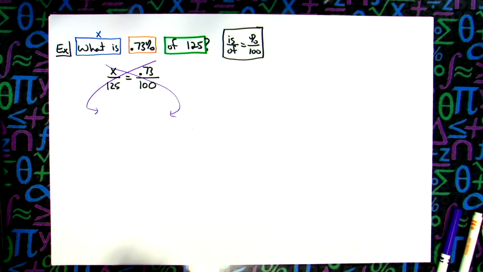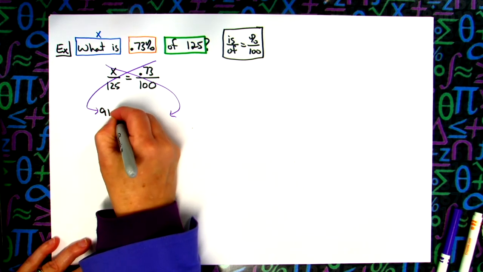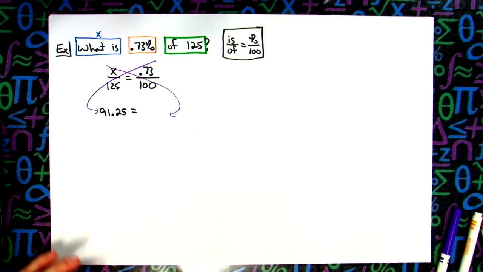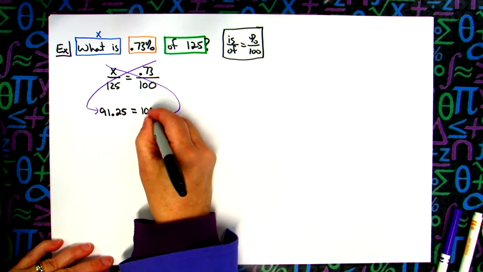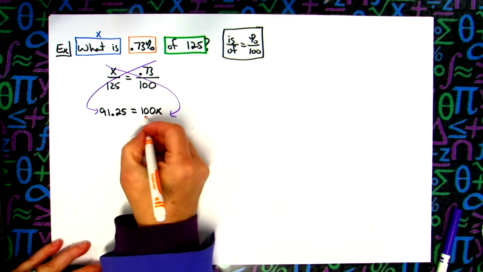Now, you're probably going to take 125 and multiply by 0.73 on your calculator. All right, if I did it correctly just now, I got 91.25. When I multiply 100 times the x, 100x, what number do I divide by? We divide by 100. Okay, so divide by 100.